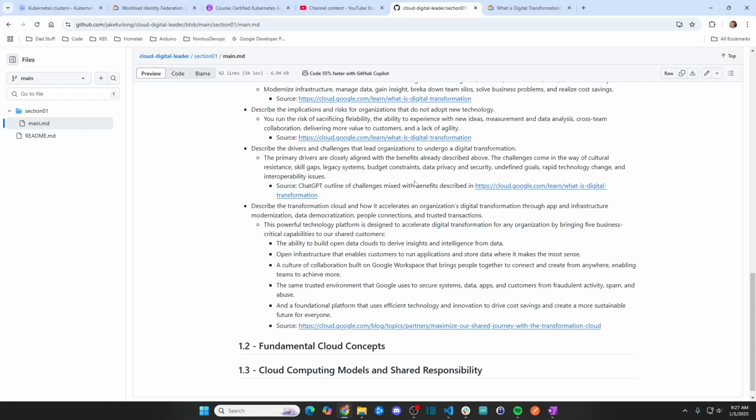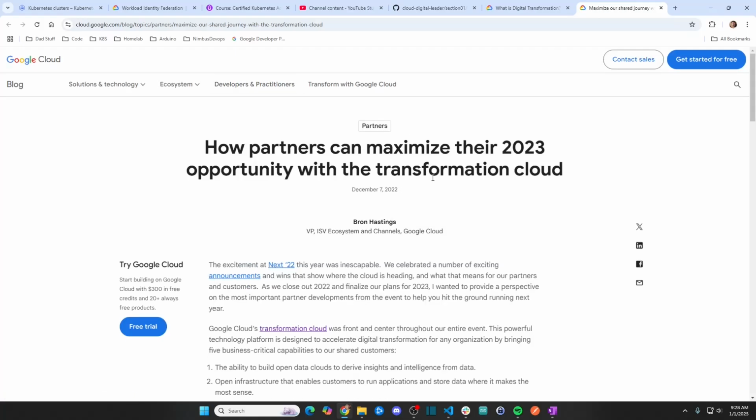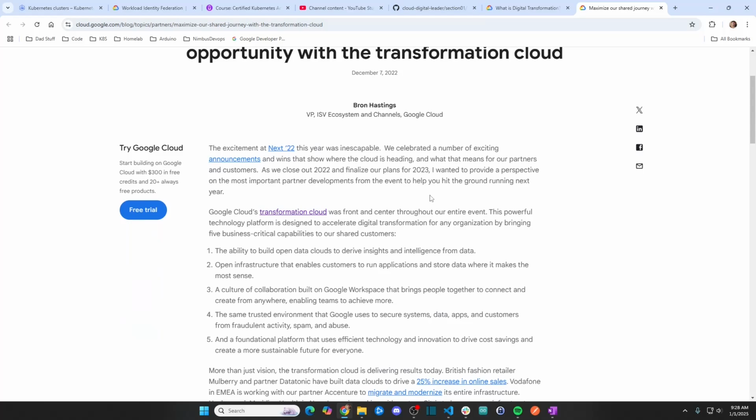And lastly, we want to be able to describe the transformation cloud and how it accelerates an organization's digital transformation through app and infrastructure modernization, data democratization, people connections, and trusted transactions. This was just a big word soup for me, and I didn't know what they meant by transformation cloud until I found a blog published by Google that used that exact terminology. I recommend reading this blog post from December 7th of 2022. It will give you an idea of what they mean by transformation cloud, which sounds a little bit like they're just referring to Google Cloud.